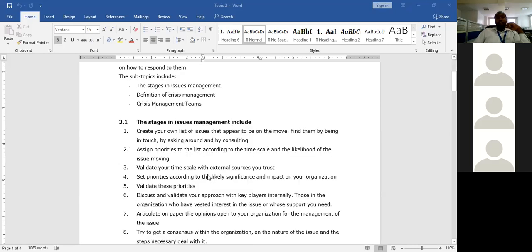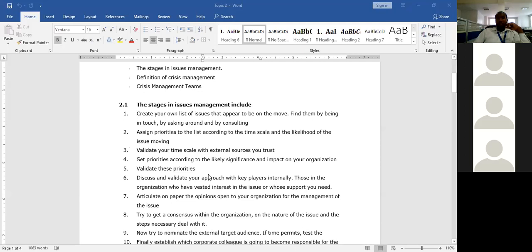There are various stages of issues management. Number one, for you to manage an issue before it becomes a crisis, before it becomes a big problem that the organization will be unable to deal with, you have to create your own list of issues that appear to be on the move. Come up with your own list of issues.